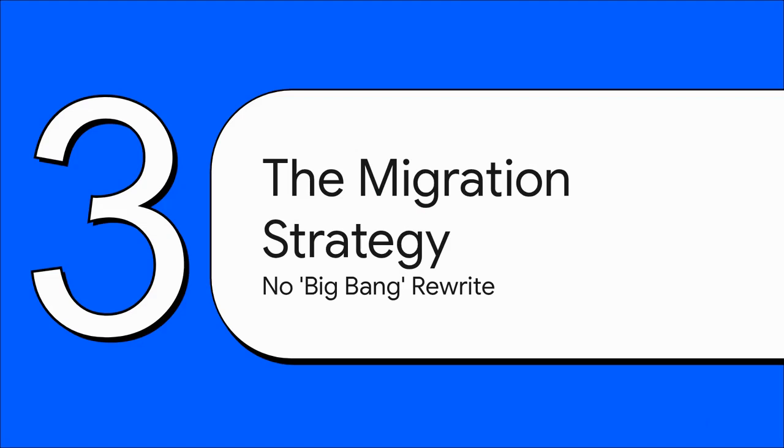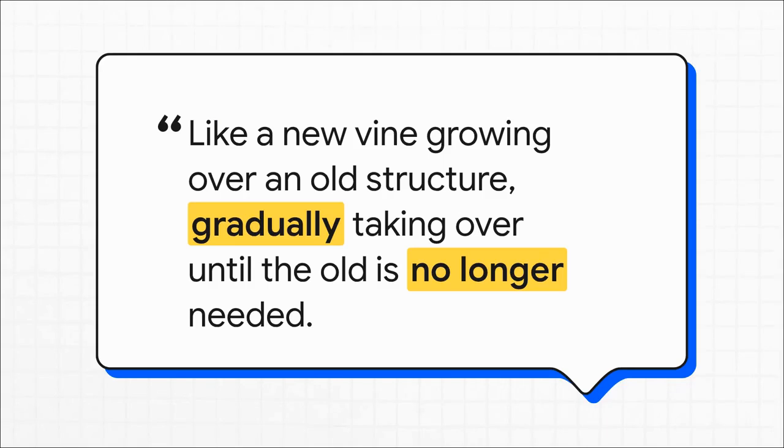Okay, that sounds amazing, but it also sounds kind of terrifying, right? I mean, a big bang rewrite? It's risky, it's expensive, and honestly, it usually fails. So yeah, we're not going to do that. We're going to use a much smarter, safer, and more gradual approach. And this quote just perfectly captures the idea. It's a strategy called the strangler fig pattern.